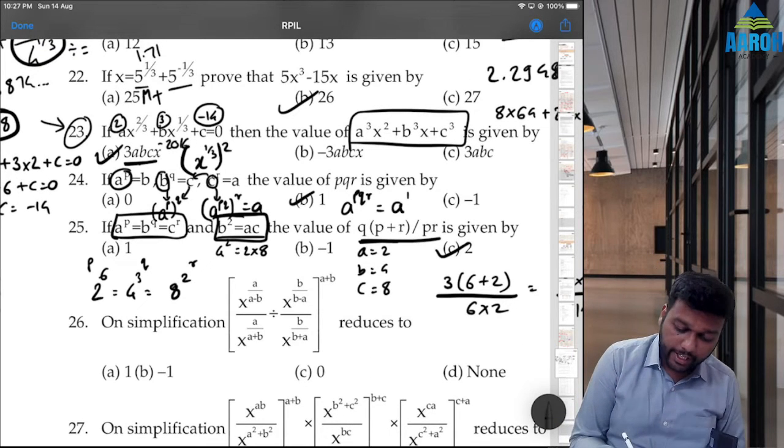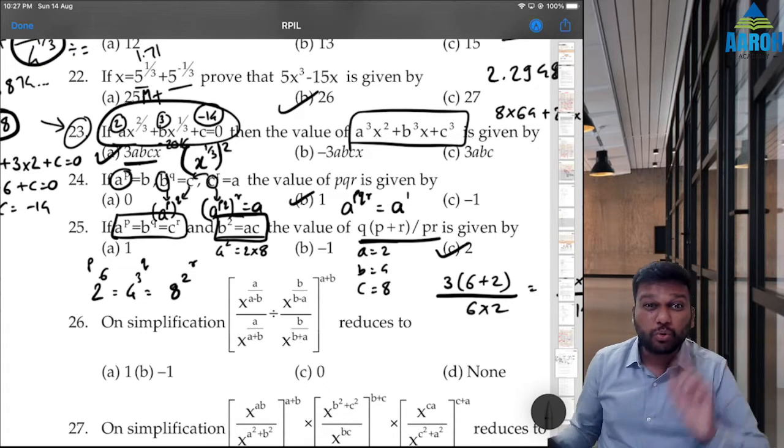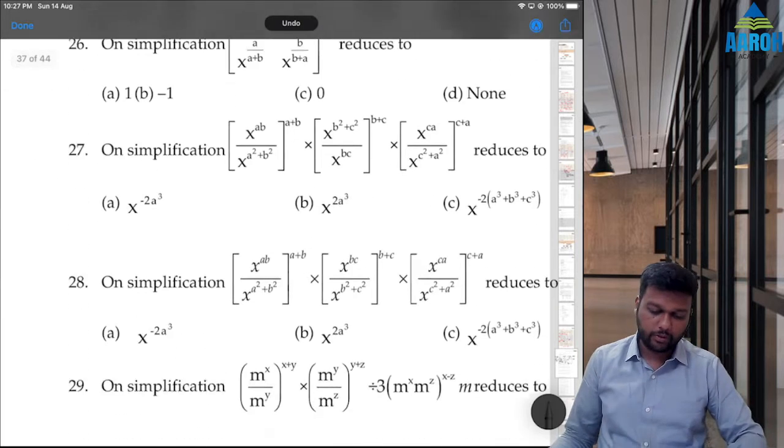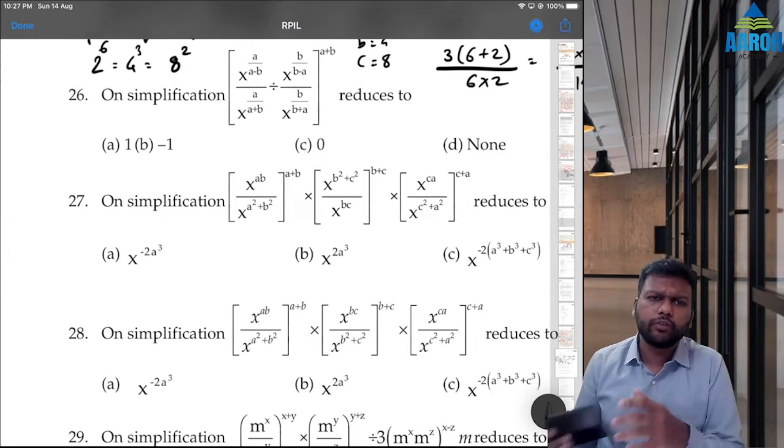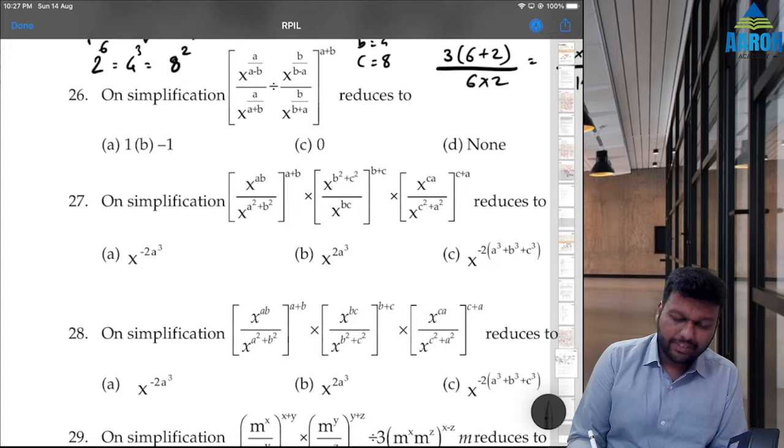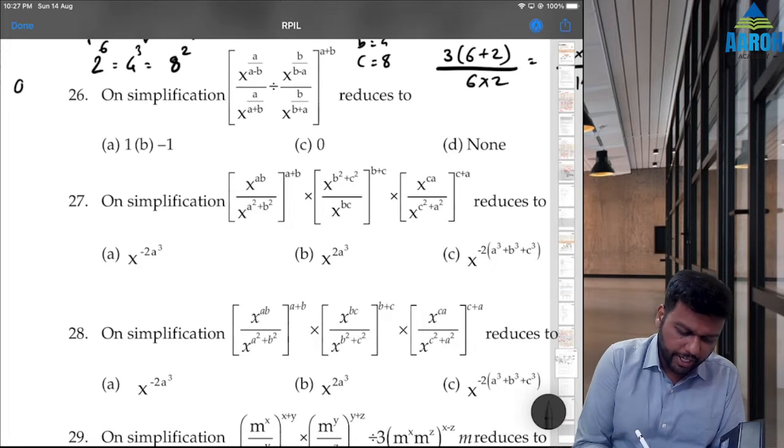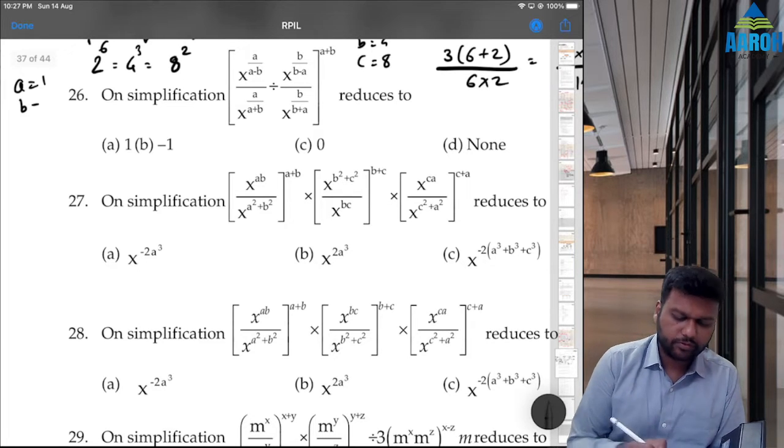Here in 23 they had given this is equal to 0, so we have to assume as per that only, nothing else. In 26 there is no condition, so we can assume anything. They have given something, no need to solve. Let's assume A as 1, B as 2. Fine, that is fine.